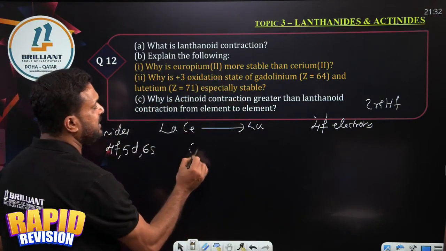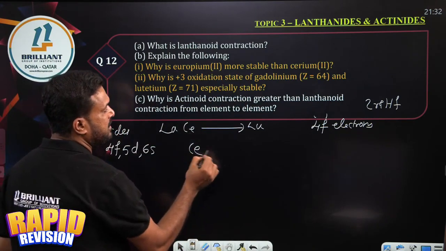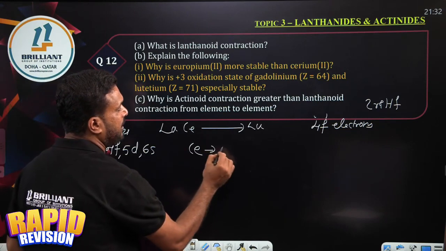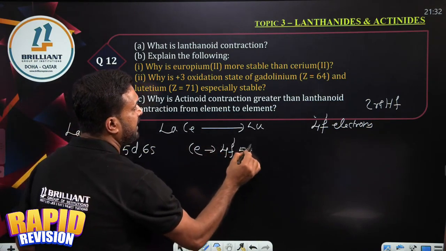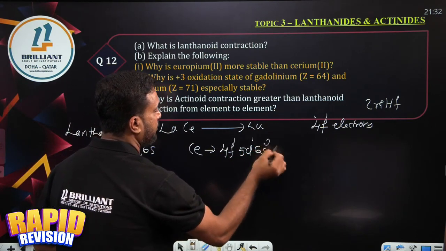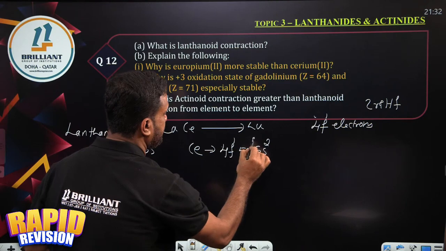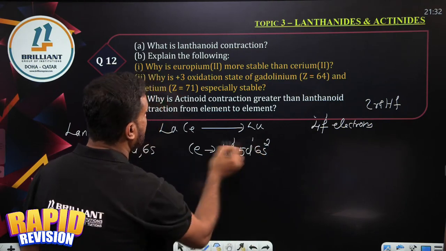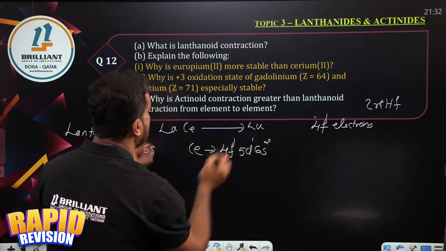You know cerium's electronic configuration. Cerium is the first element, so it will be 4f1, 5d1, 6s2. They are asking about cerium, and cerium is the first element.